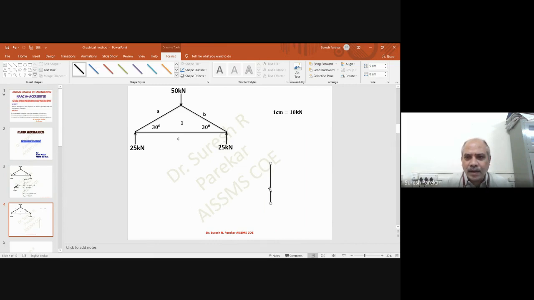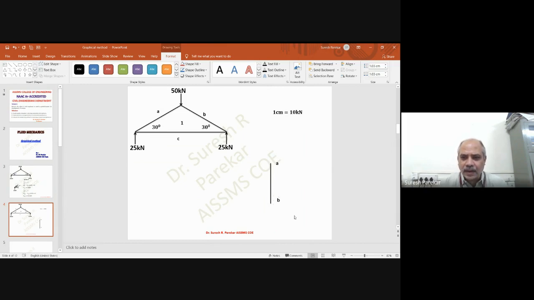Now we will go to this BC force. So 1 centimeter is 10, so BC we are going to get as 25 divided by 10, so 2.5. Now I will name this. So I have this as AB, so we have this as A, and then we have this as B. So this is 5 centimeters.